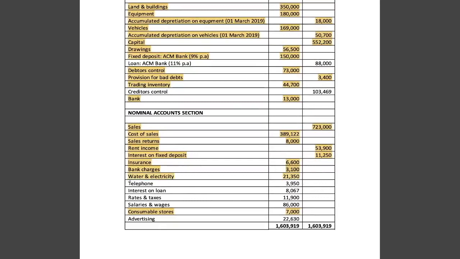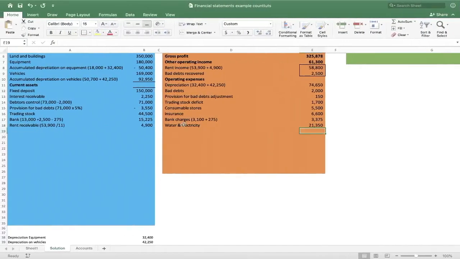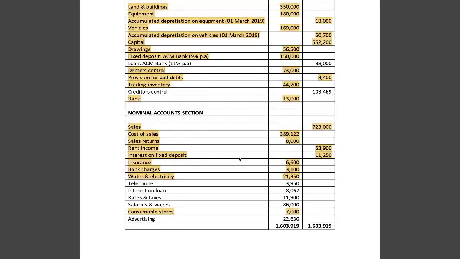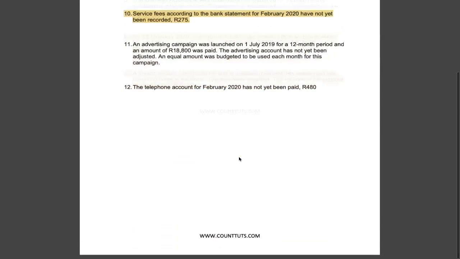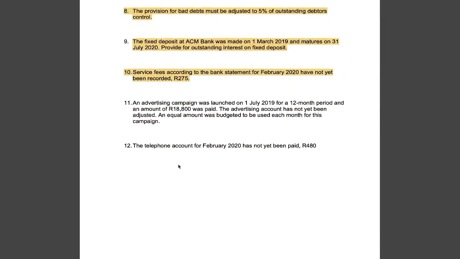And then the next one we have is telephone, so we go back to our operating expenses section of the income statement, and before we put the amount, as usual, we go to our additional information and see if there's anything on telephone. And you can see note number 12 tells us that the telephone account for February 2020 has not yet been paid.